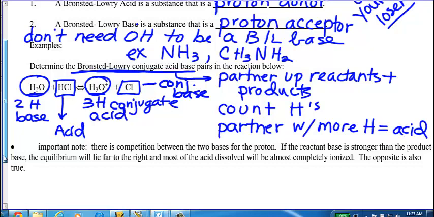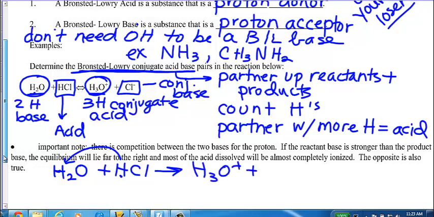In the forward reaction, you have H2O reacting with HCl. What's happening is the proton is, this is acting as an acid, this is acting as a base. So the water is pulling the hydrogen to it to become H3O plus and Cl minus. That's what's happening in the forward reaction.